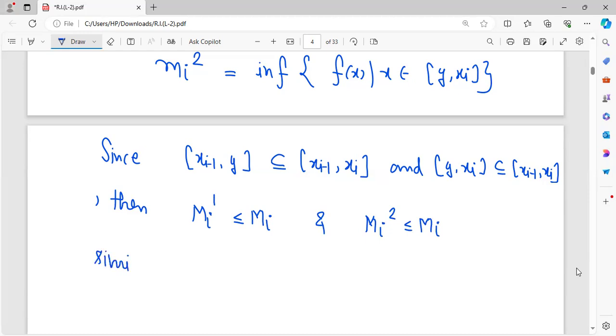Similarly, the infimum of a smaller set is always greater than the infimum of a bigger set. So what will this be? Infimum increases. If you take the infimum of a smaller set, that will be greater than the infimum of a bigger set. So what we have? Small m_i1 is greater than or equal to m_i, because infimum increases, and m_i2 is greater than or equal to small m_i. Okay, we will use these two facts.